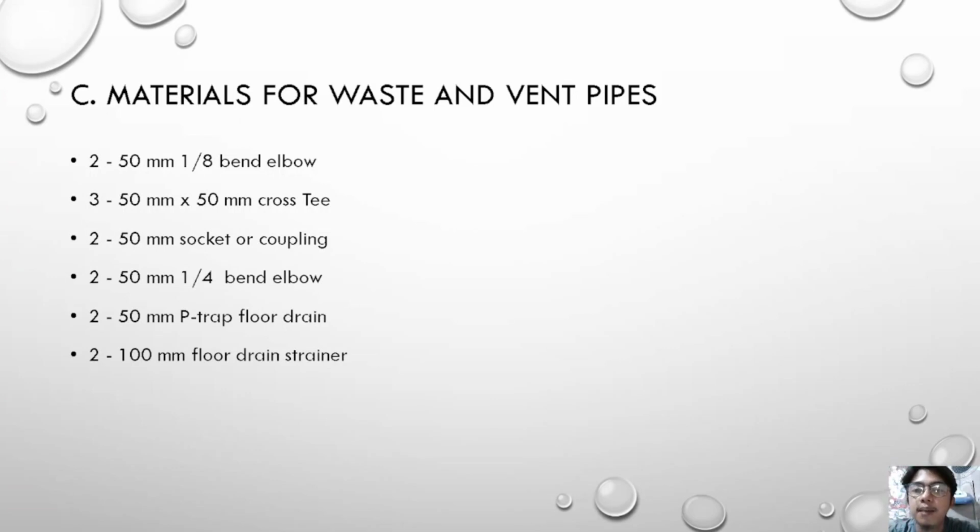The 50mm Petra floor drain is used to prevent sewer gases from entering the building, and the 100mm floor drain strainer helps to filter any debris before it goes down the drain. So itong mga materials na ito is napaka-importante for proper waste and vent plumbing to ensure the safe and efficient removal of the waste from the building.